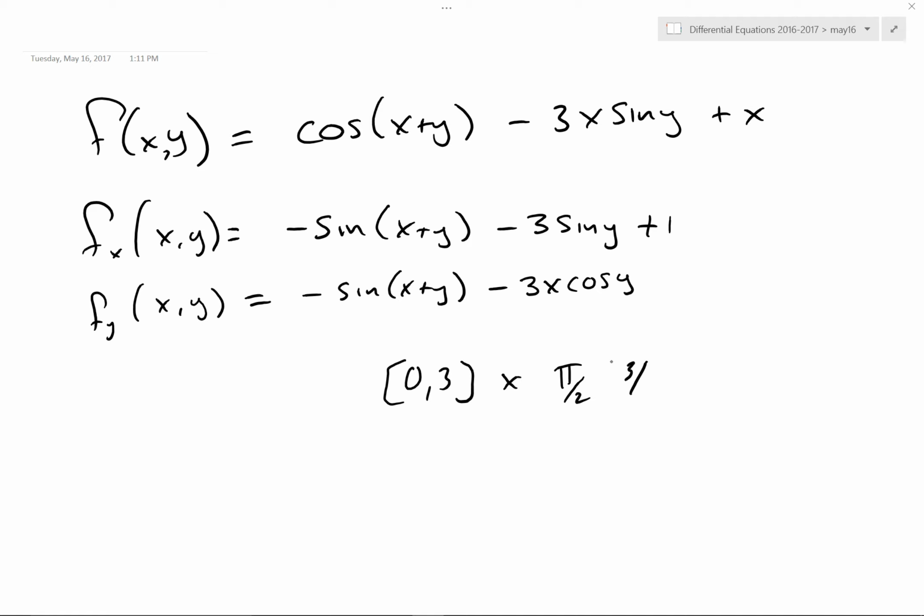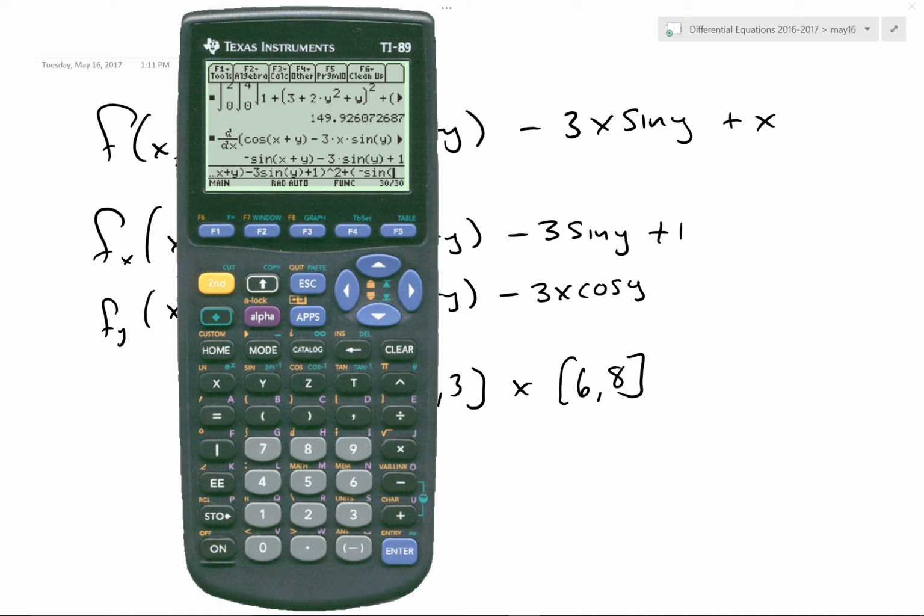Okay, so double integral. We're going to integrate the square root of 1 plus parentheses negative sine x plus y minus 3 sine y plus 1 squared plus negative sine x plus y minus 3x times the sine of y, comma x, comma 0.